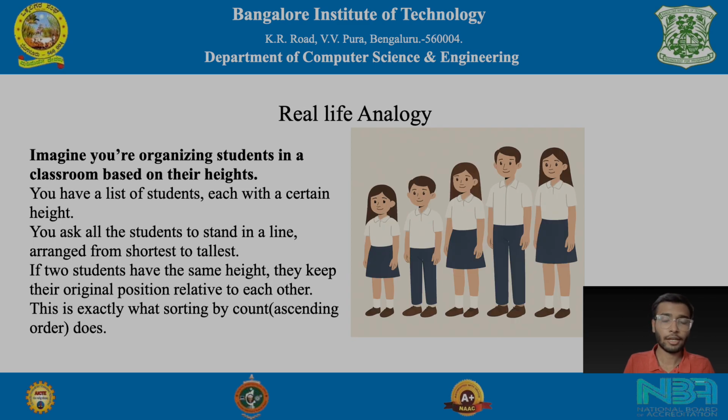So I'll explain it to you with a real life analogy. Imagine you are organizing students in a classroom based on their heights. So you ask all the students to be arranged from shortest to tallest. How will you approach this? Suppose you pick up a student and compare them with any other student. If its height is smaller, then you put the student in front of that student. Otherwise, you put it at the back of that student. Similarly, you do it for all the students, and you keep on doing this until all of them are arranged from shortest to tallest height, or in other words, in ascending order.